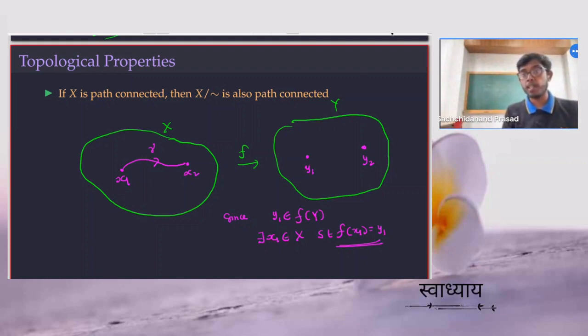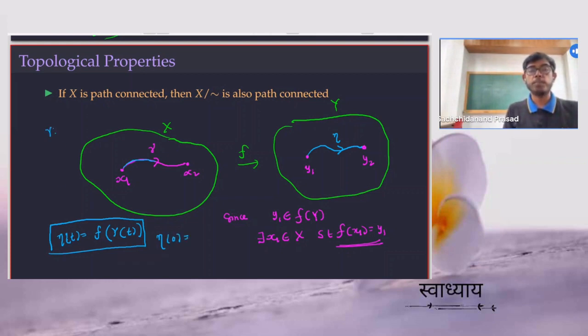Now how will I define a path between y1 and y2? Eta. So how will I define eta of t? That's the obvious choice. I'll just take f of gamma t. So this is a continuous map. So let's say gamma is a path from 0, 1 to X, and eta is also a path from 0, 1 to Y. And what is eta 0?